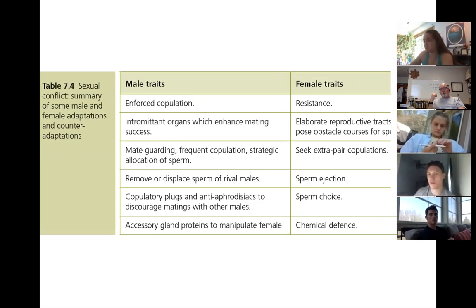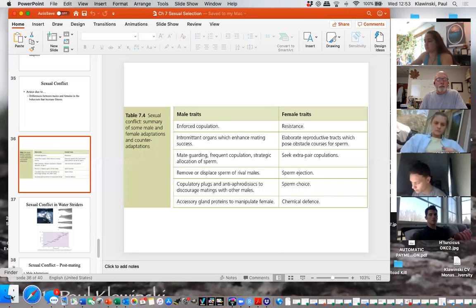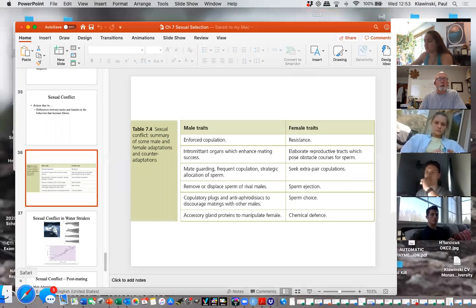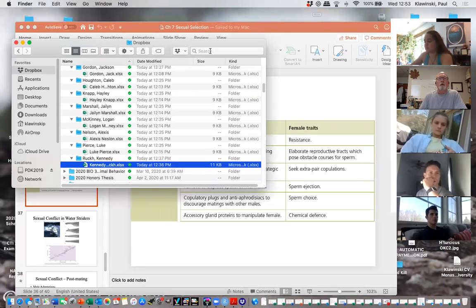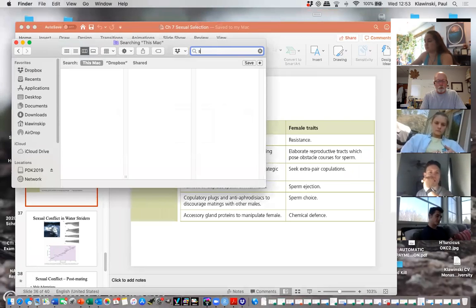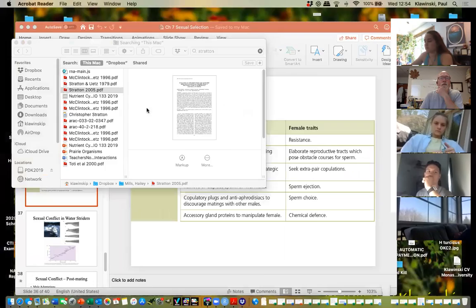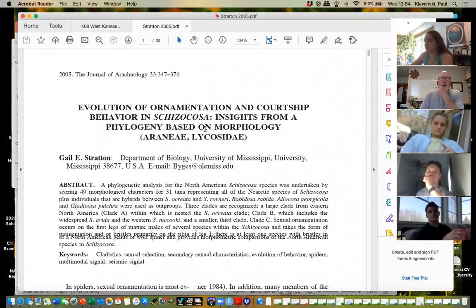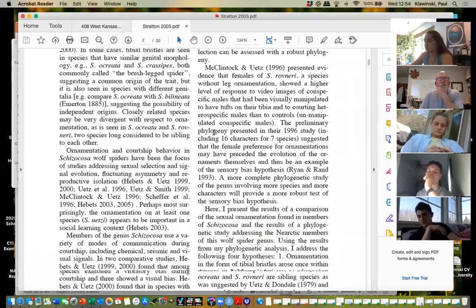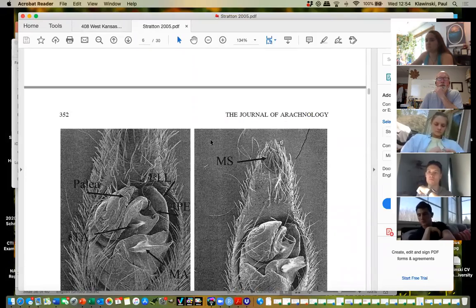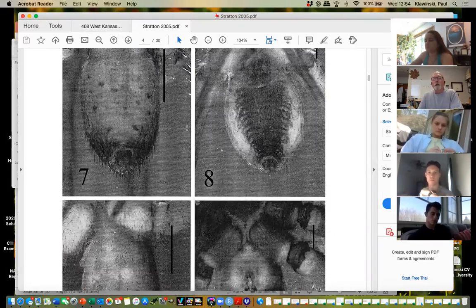There are some species of spiders. On spiders, if you guys went and looked at the Stratton paper, I'll just go and get that real quick here. So in Stratton 2005, what's that? Somebody say something? So on a spider, can you guys see the spiders?